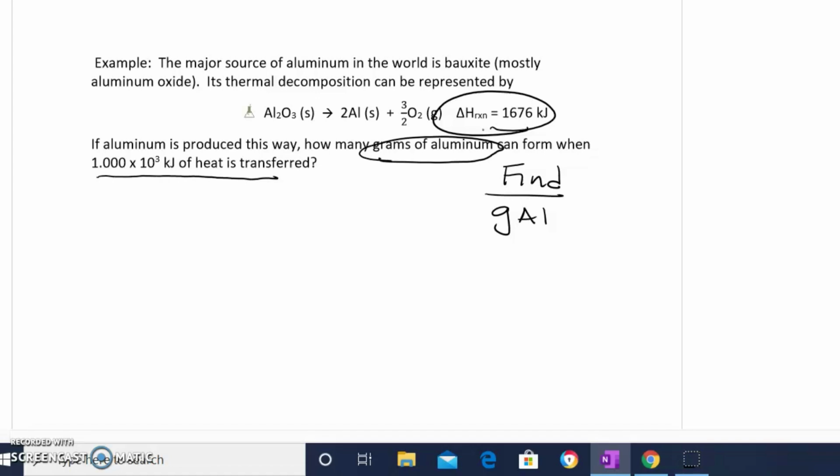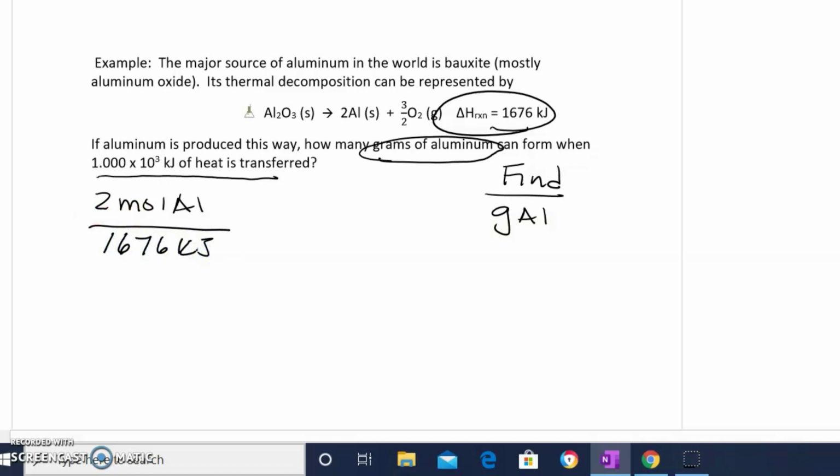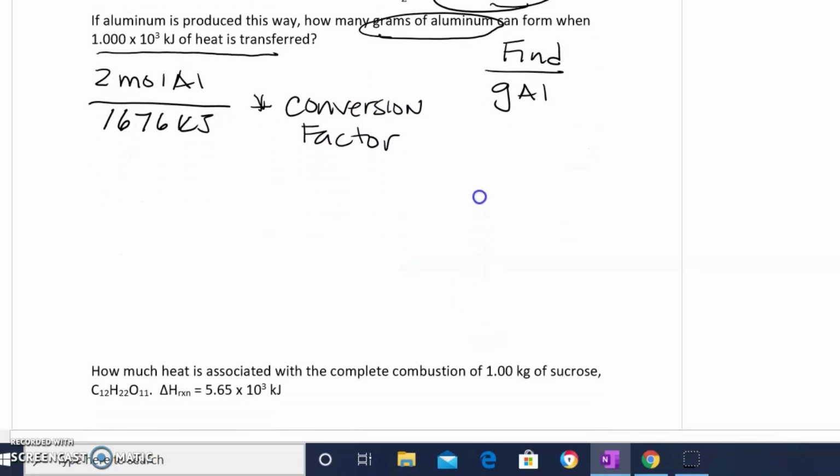So we want to figure out the relationship, because we want aluminum. What's our relationship between aluminum and delta H? Well, we know we've got 2 moles of aluminum from our equation, and we know in 2 moles of aluminum we've got 1,676 kilojoules. So we can use these as conversion factors for our stoichiometry. So let's go ahead and set it up.